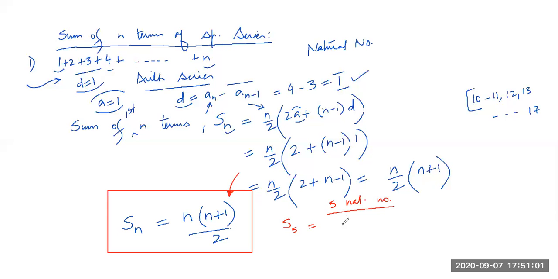Come on. 5 into 5 plus 1 by 2. That's perfectly fine. That is 5 into 6 by 2. So that is equal to 15. And if we actually take 1 plus 2 plus 3 plus 4 plus 5. 3 plus 2 is 5, 5, 5, 10 plus 5, 15. That is correct.